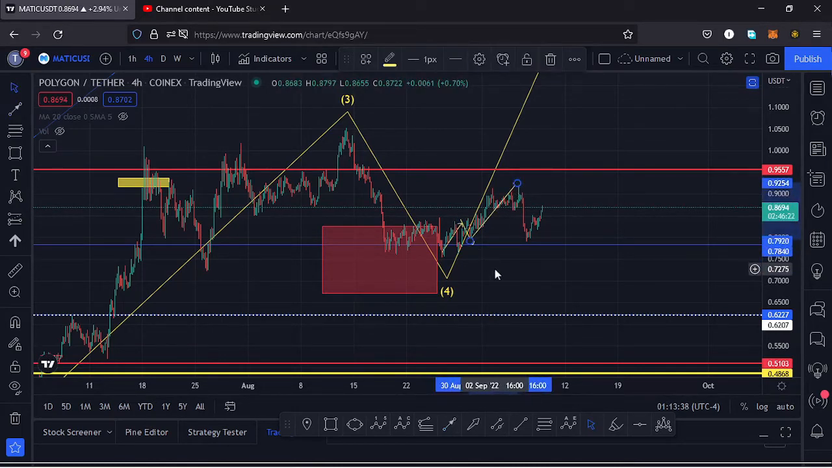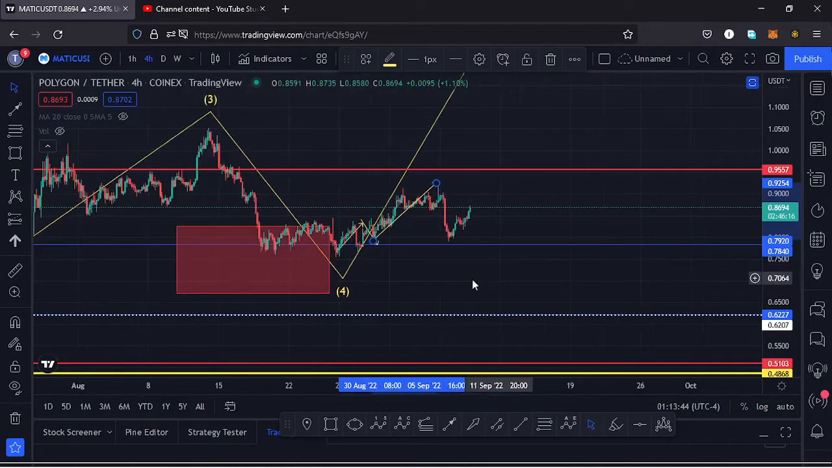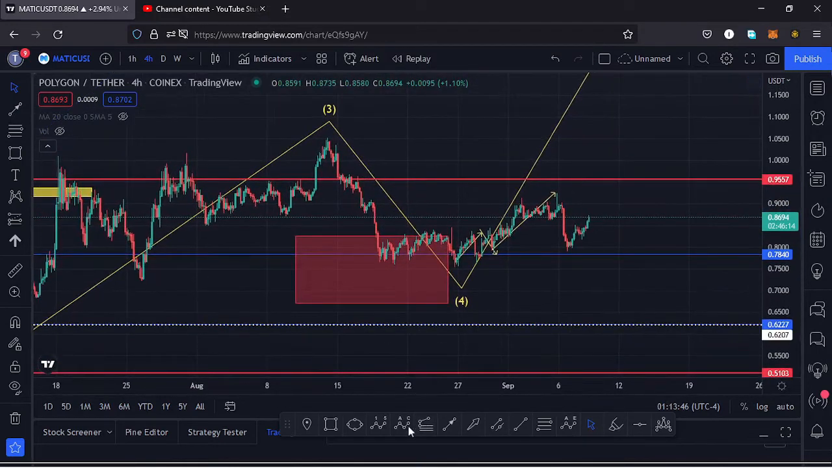And because a fourth wave is a corrective wave, we also expect to see an ABC corrective movement within a wave 4, and I think we are also seeing that over here, having this as the wave A.